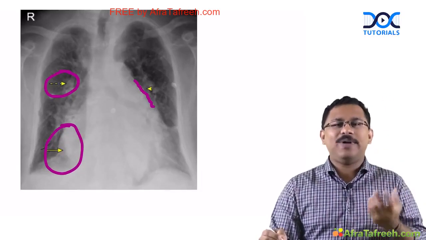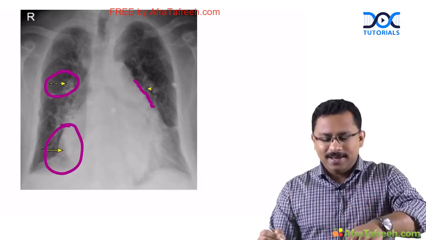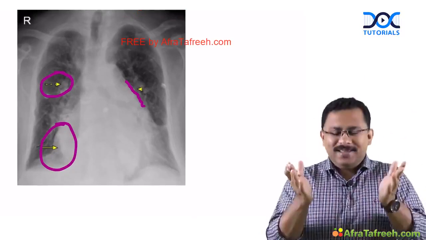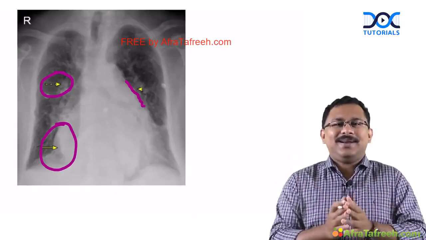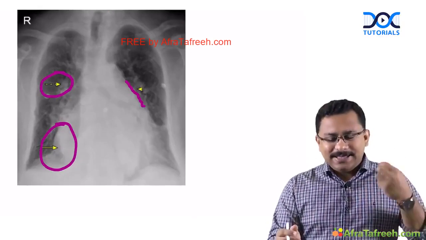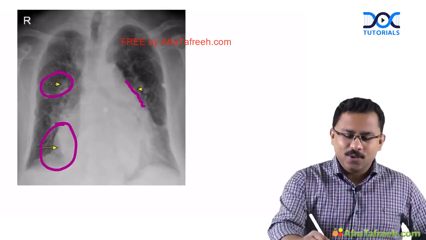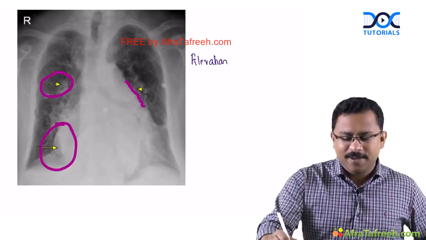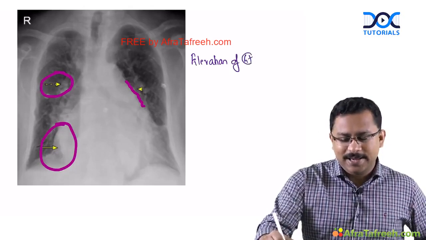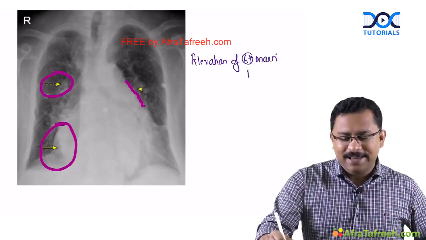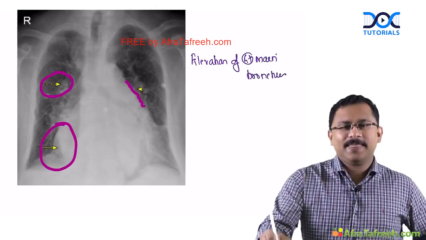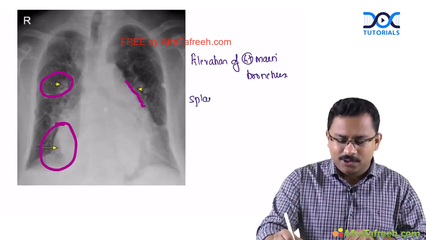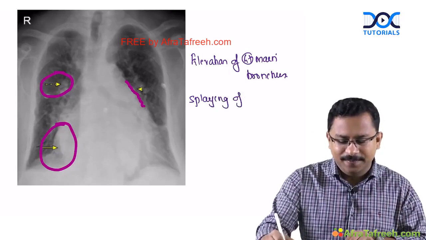The upper lobe veins are actually more prominent. Another point about the radiological findings in mitral stenosis is that as the disease progresses, you can have an elevation of the left main bronchus, and also a splaying of the carina.